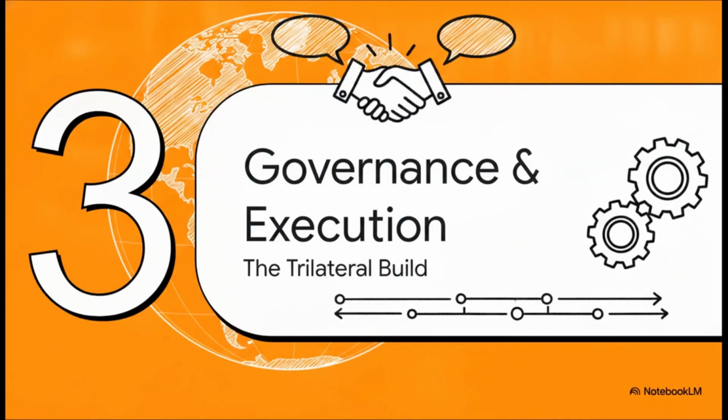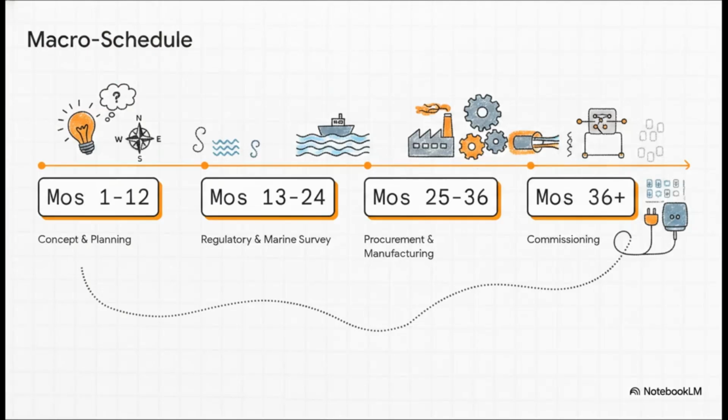Transitioning now into Section 3, Governance and Project Execution. Let's explore how you actually manage a trilateral build of this magnitude. First, let's briefly look at the macro schedule. Normally, a standard submarine cable life cycle follows 4 main phases spanning roughly 3 years. You've got concept and planning, regulatory and marine survey, procurement and manufacturing, and finally, commissioning.